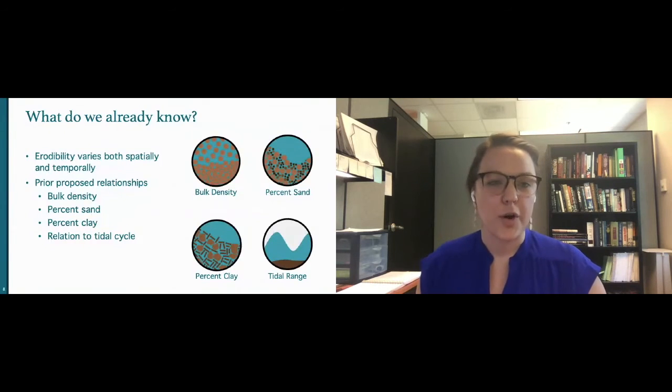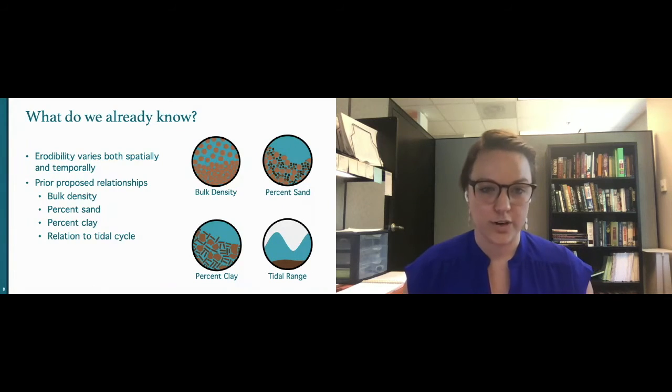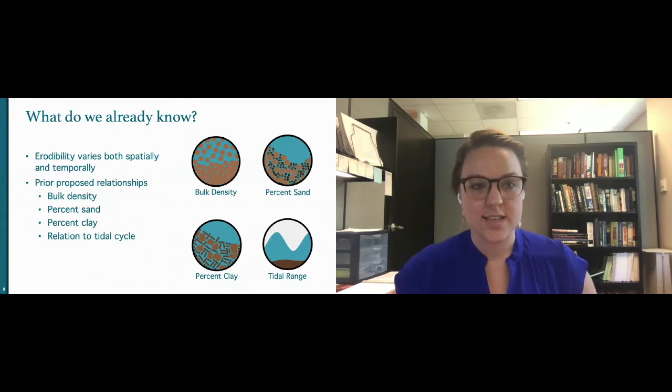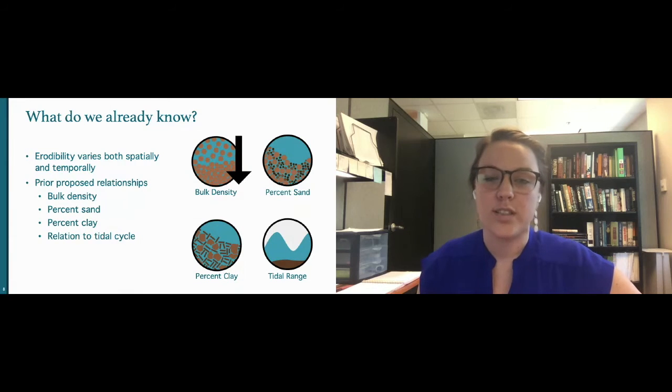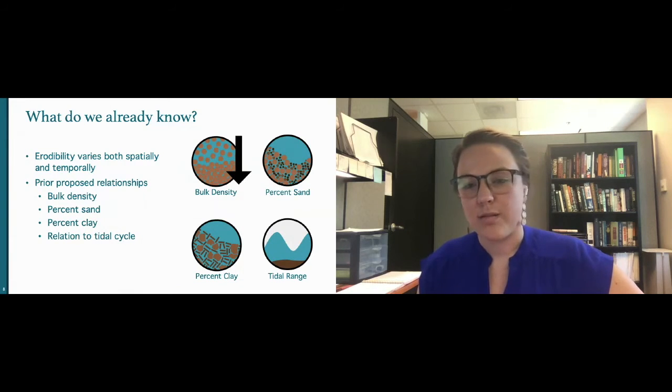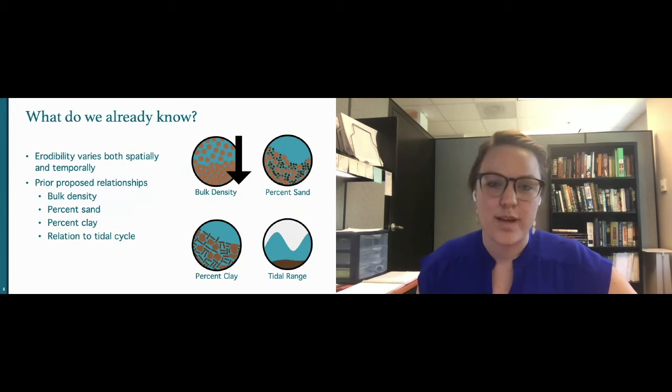So what do we already know? Well, we know that erodibility varies both spatially and temporally in a lot of different areas, including the York River, from past studies. And we also know some relationships from the literature as well. So we see that as sediment increases in bulk density, which is a kind of a measurement of how firm the sediment bed is and how much water there is in the sediment, with an increase in bulk density, there tends to be a decrease in sediment erodibility.